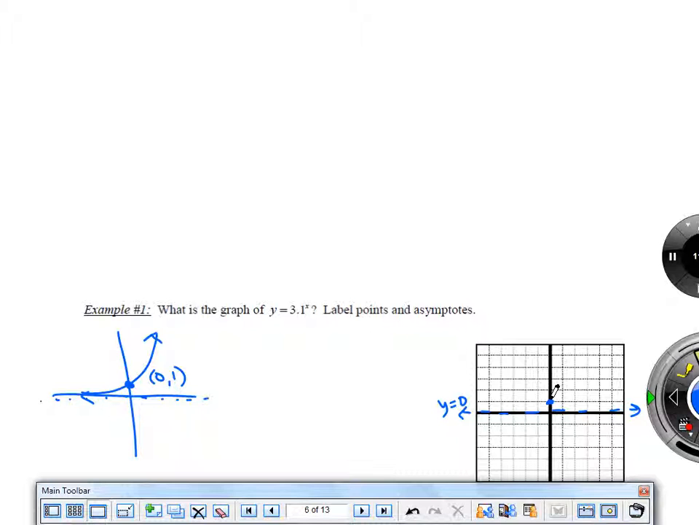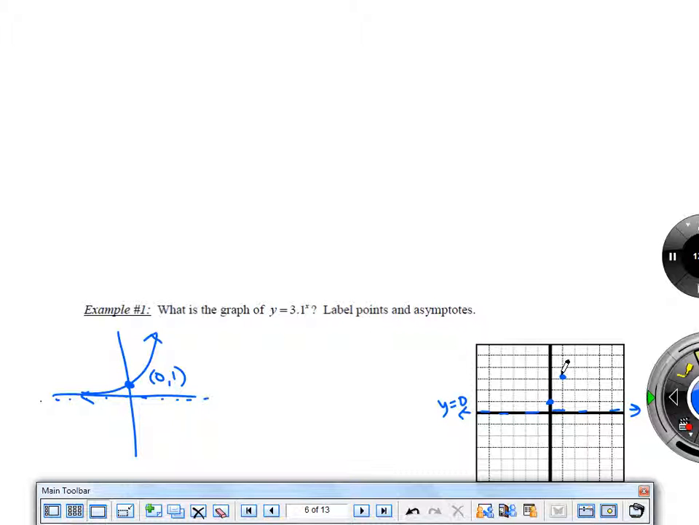Now here's where the parent functions are all different from each other depending on the base. To get a point on each side of that (0, 1) point, you have to actually evaluate this to some power. Okay? So 3.1 to the first power. If I plug in 1 for x, I would get 3.1 for y. So I have the point (1, 3.1).